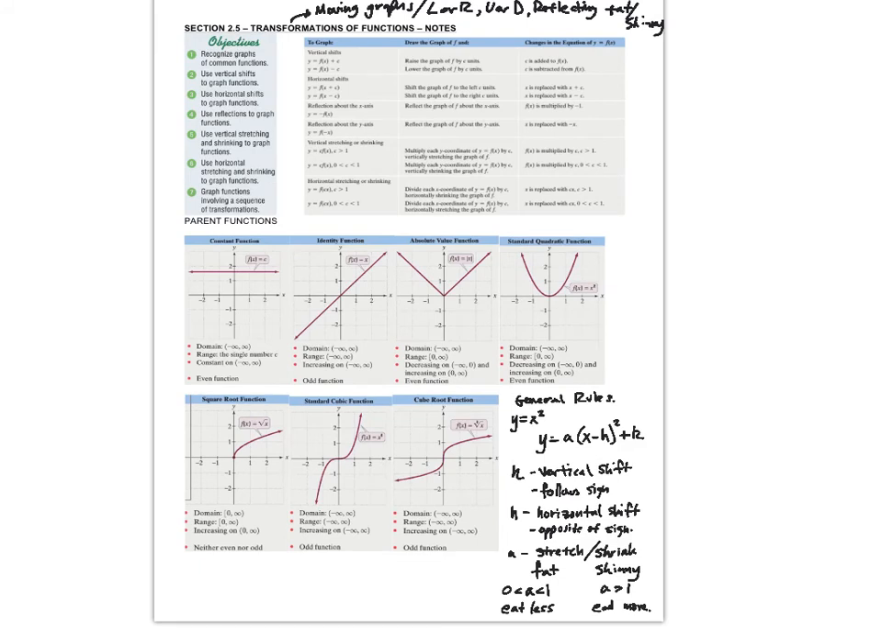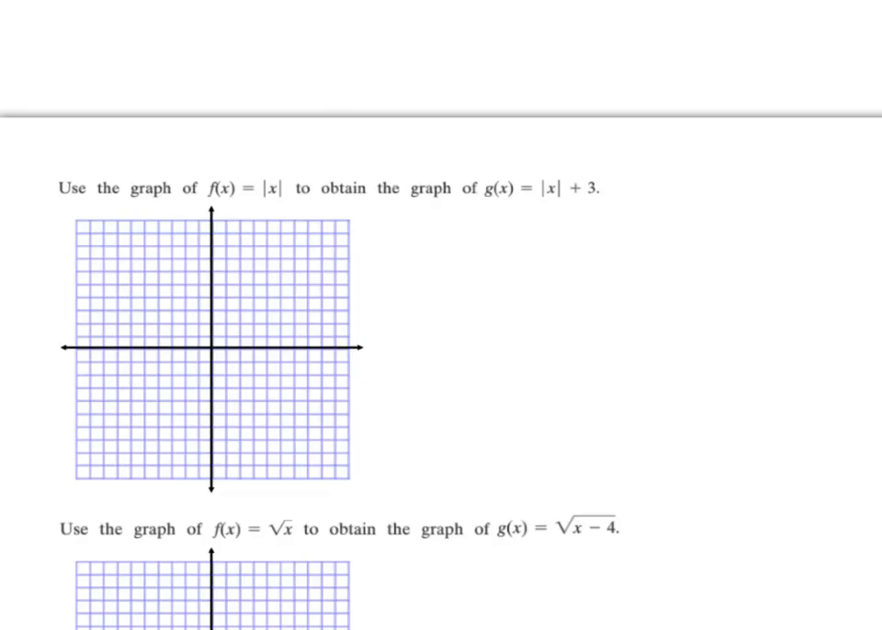The thing that you have to realize is that your horizontal shift is always inside the parentheses, or inside the absolute value, or underneath the radicand or the cube root symbol. Your vertical shift is always going to be on the outside: outside the absolute value, outside the squared, outside the square root, the cube, and the cube root. So let's look at a couple of examples.